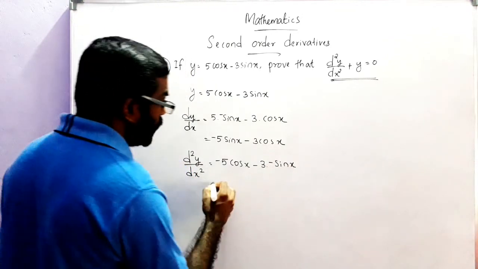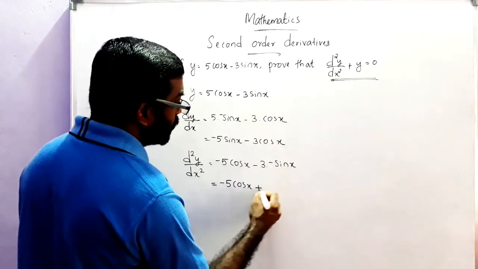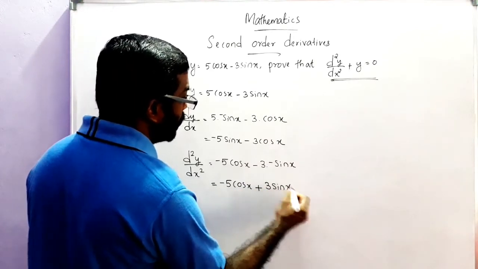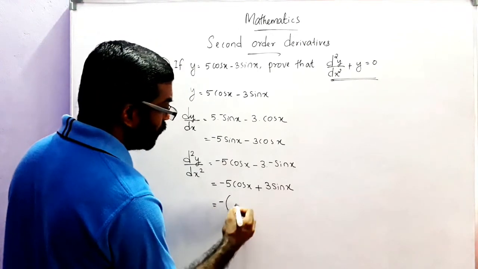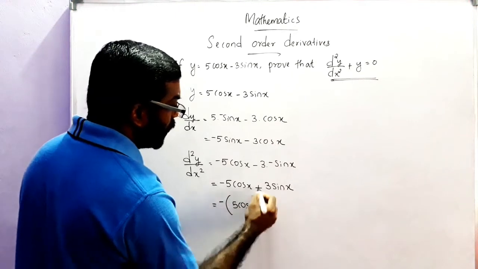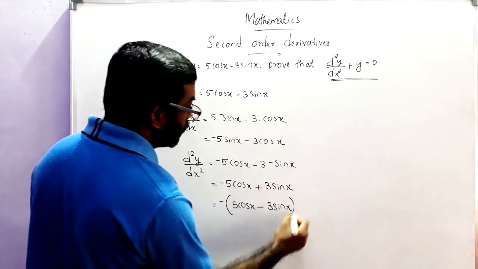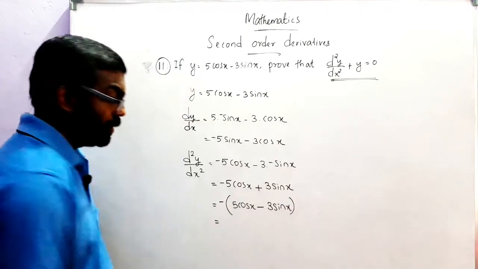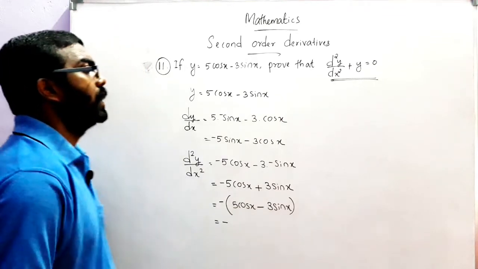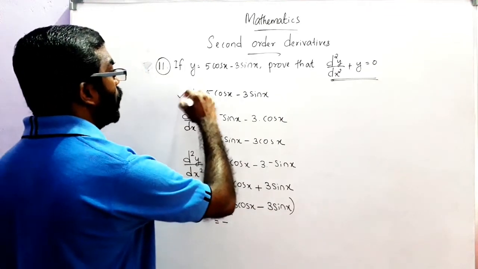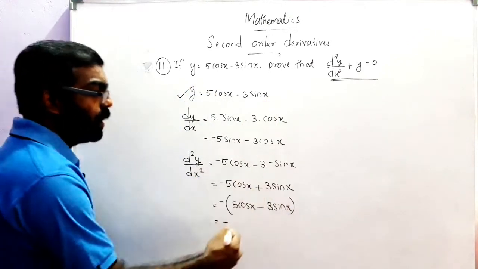Clear? So which is equal to minus 5 cos x, minus into minus plus 3 sin x. Okay, now we can take one minus common, so minus of 5 cos x plus, so it becomes minus 3 sin x. Okay, so which is equal to minus of 5 cos x minus 3 sin x. Here it is given that y is equal to 5 cos x minus 3 sin x.